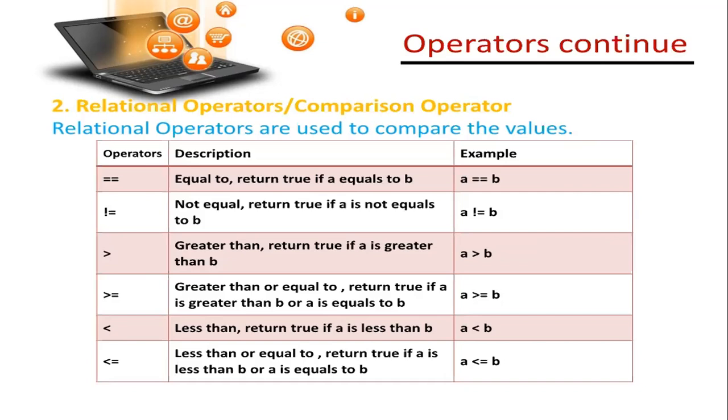Think over this again. A not equal to B. So if A and B both are 5, and my question is, is A not equal to B? You will say no, because they are equal. Okay, so this will return true only if A is not equal to B.